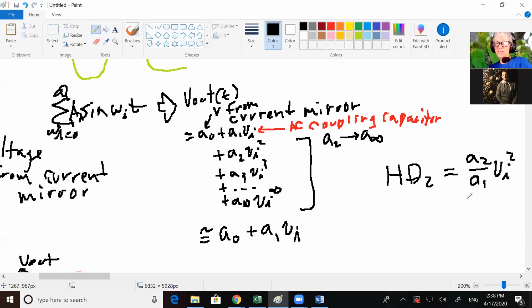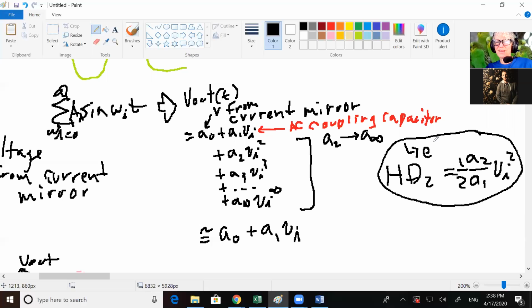And I think there's actually a 2. Is it A2 over 2? Anyways, this is a lie. This is a lie, but it's close. I actually have it on a slide, and I'll post those slides so you can see what the right equation is.